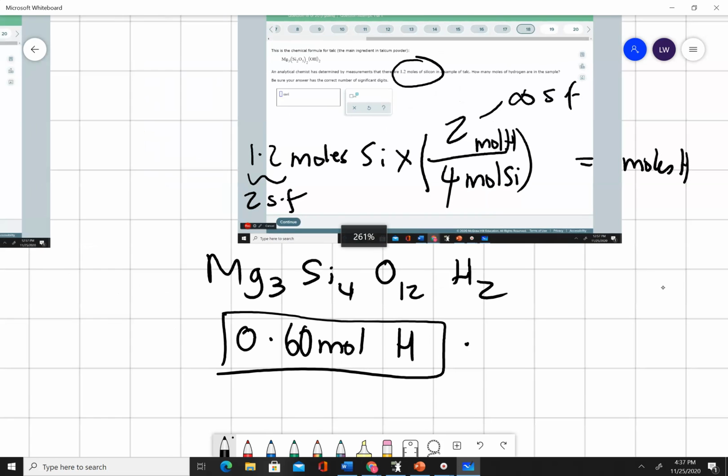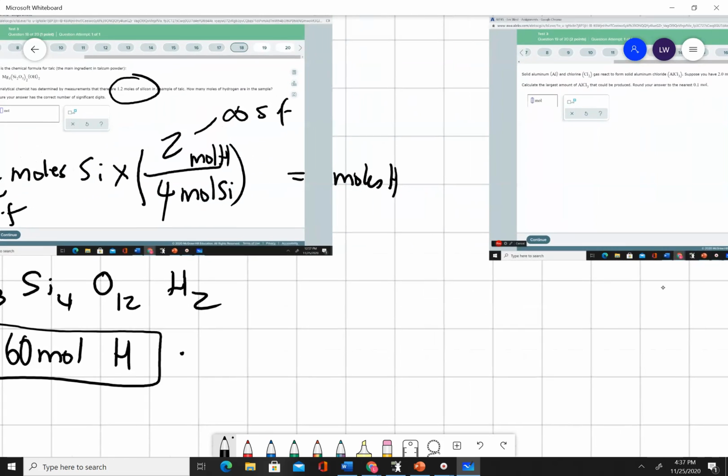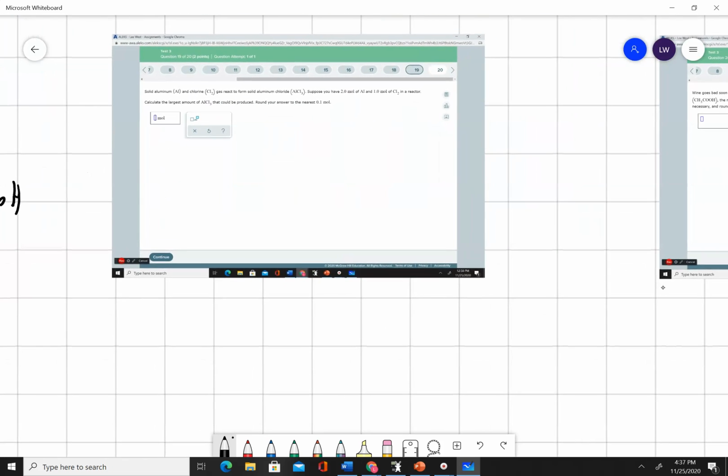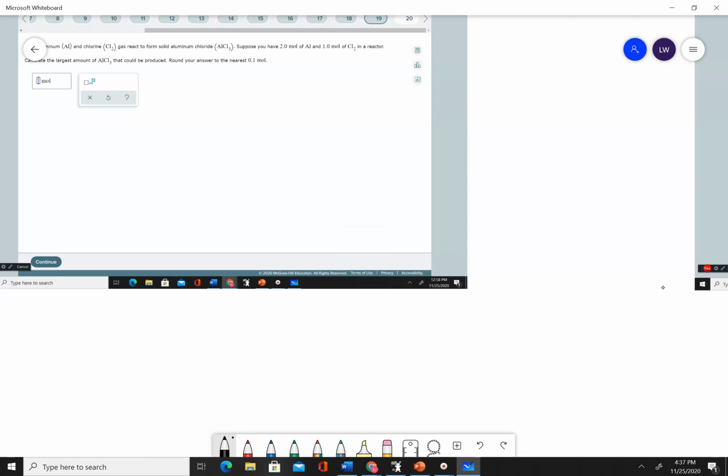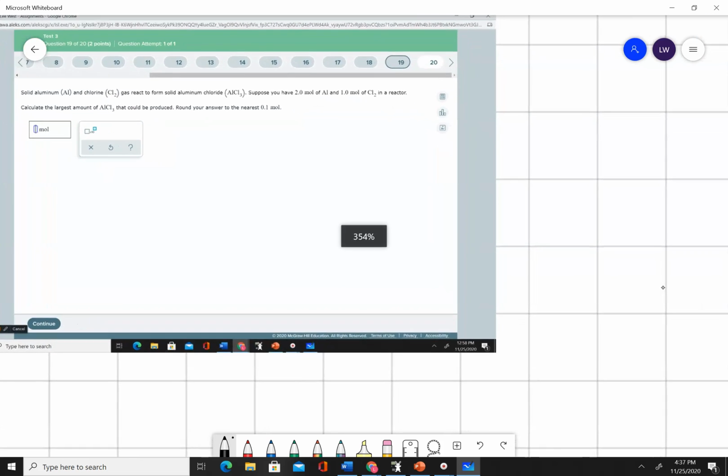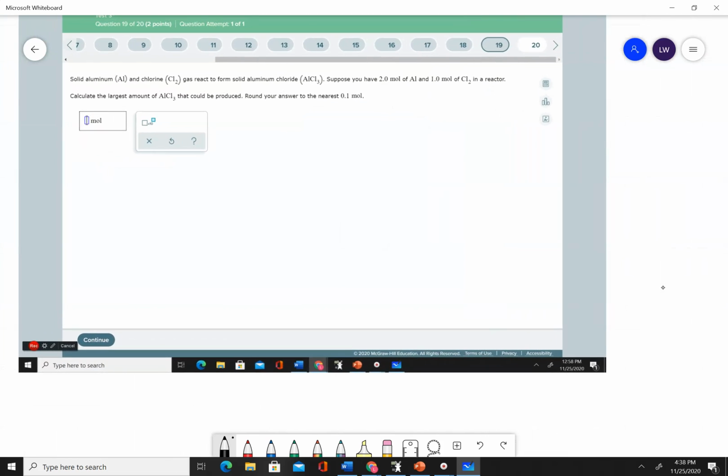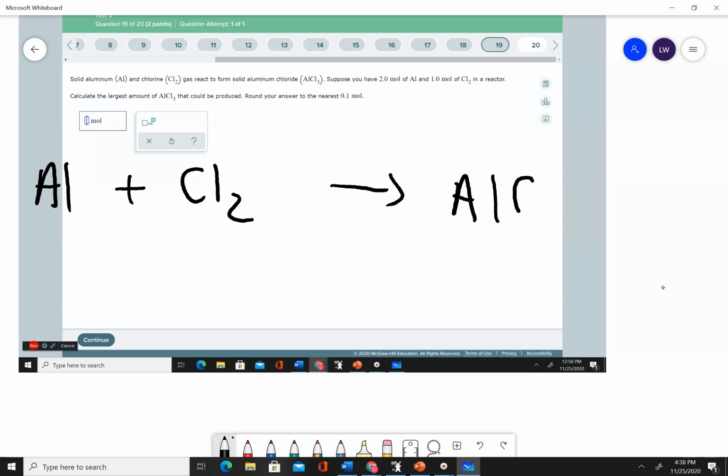All right, so onwards to question 19. Let's see what we've got here. Okay, this is looking like an equation written out as a sentence that we're going to have to balance. So it says solid aluminum and chlorine gas react. So they're our reactants, and they form solid aluminum chloride.